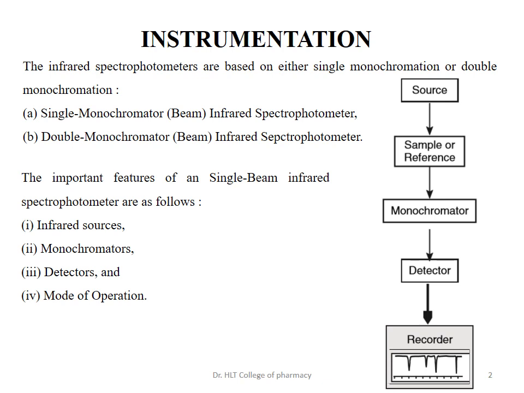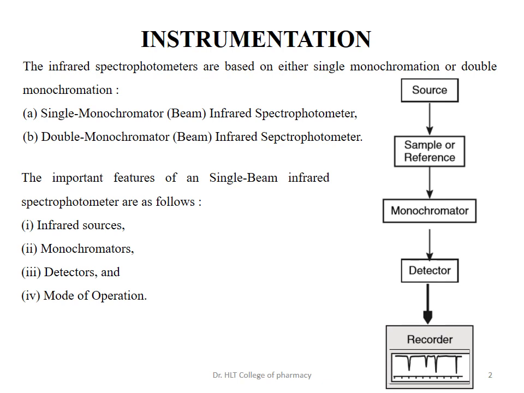In the previous class, we discussed what IR spectroscopy is, the different regions of IR spectroscopy, the theory and principle of IR spectroscopy, and the different vibrational modes. Today we will discuss some instrumentation of IR spectroscopy.